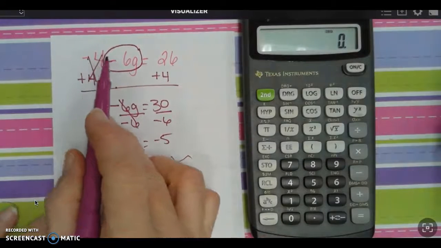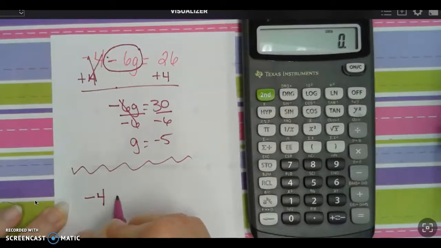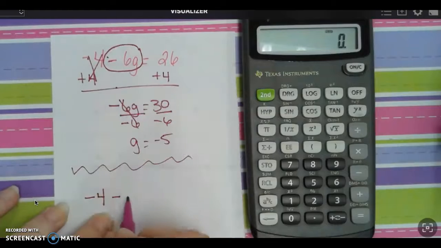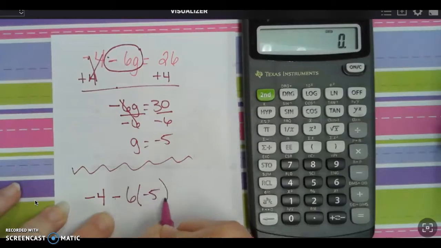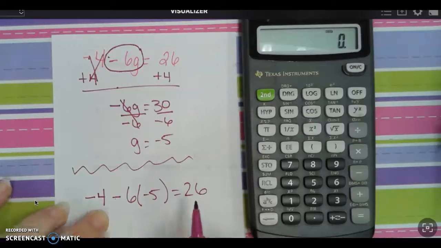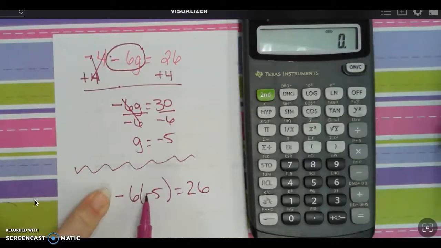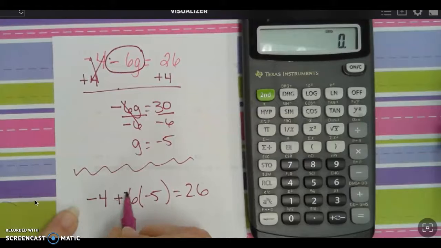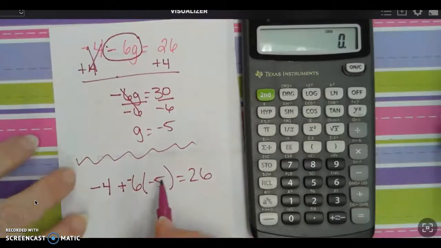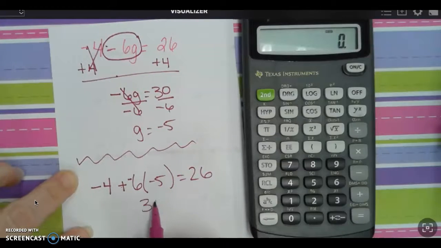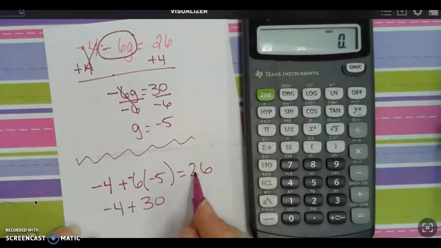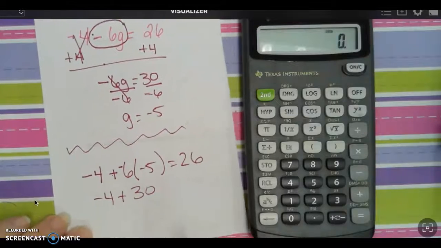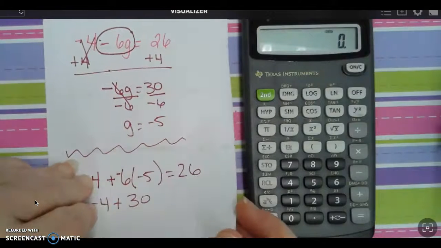So if we got a negative 4, and remember this is telling us that that 6 is negative and that 5 is negative. A lot of people get confused. That's really a negative 6 times negative 5. Remember earlier we did that keep, change, and that might help you to see it. So this part right here is really a positive 30. So we got negative 4 plus 30, and then that does give us a 26. So we know we got it right.